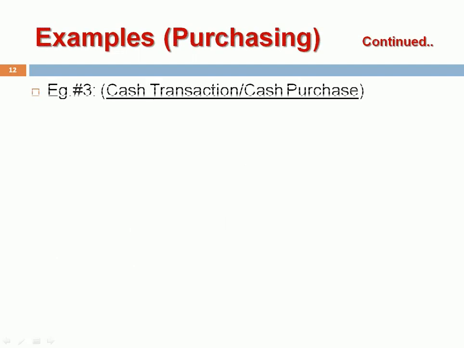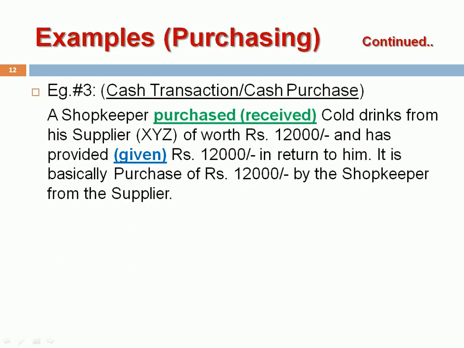Now look at the examples of purchasing. First of all, a cash transaction or cash purchase. A shopkeeper purchased cold drinks from his supplier worth rupees 12,000 and has provided rupees 12,000 in return to him. It is basically a purchase of rupees 12,000 by the shopkeeper from the supplier.